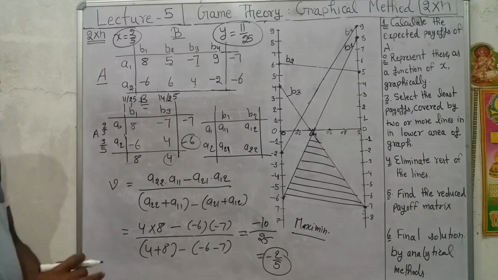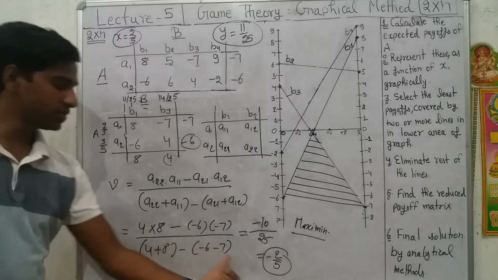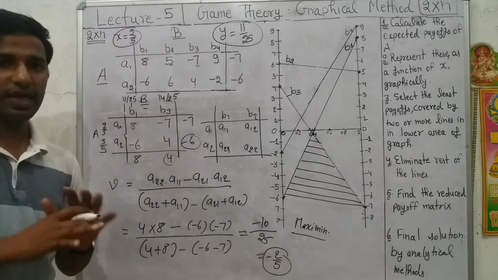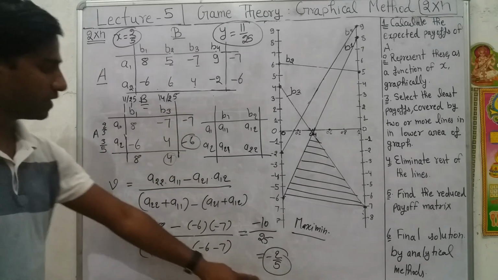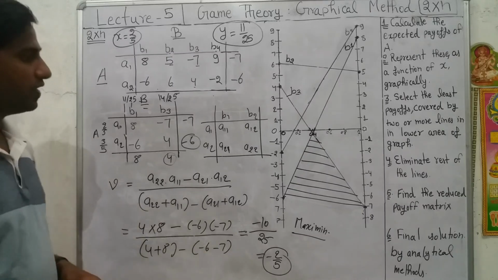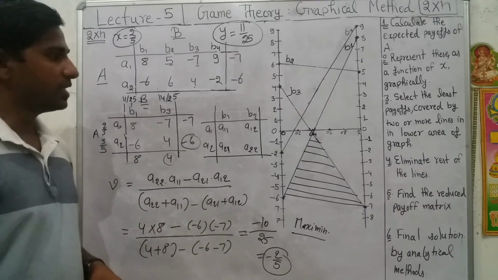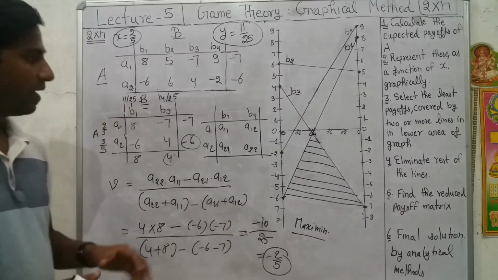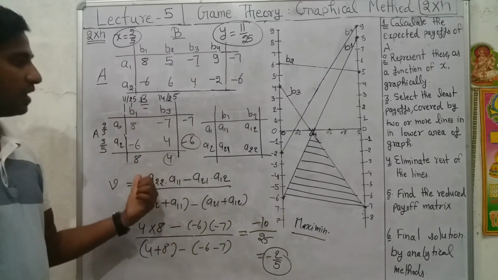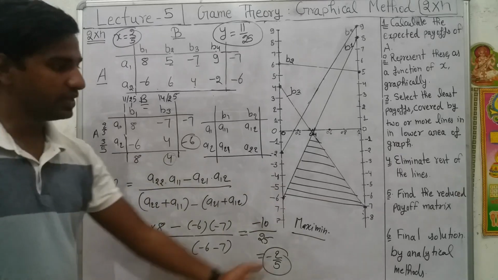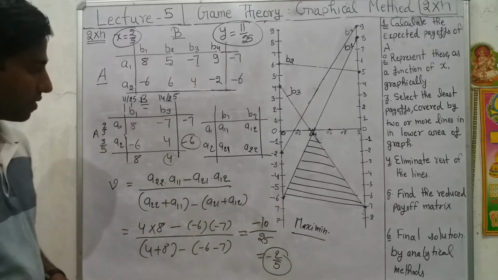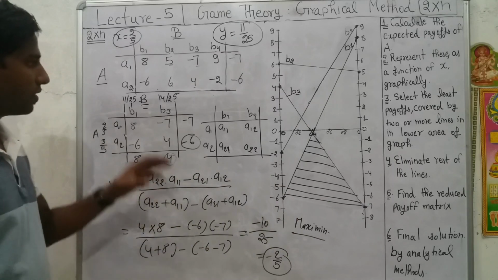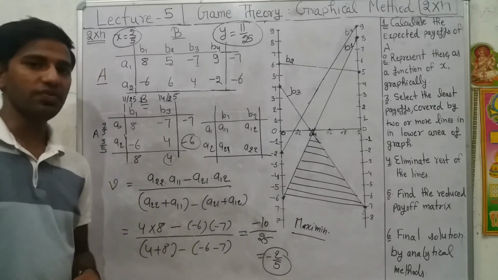That represents that in this game A is going to lose 2 by 5 of market share or anything, and the profit of B would be equal to 2 by 5. So in this way we applied the graphical method to reduce 2 by n type of game, and after reducing the game to the order of 2 by 2, we simply applied the analytical method, the mixed strategies method, to calculate the optimal strategies for every player and to find out the value of the game.